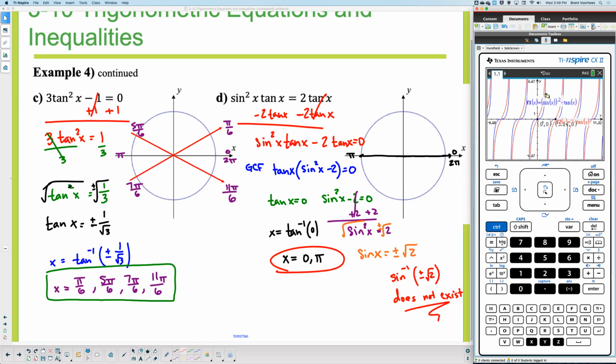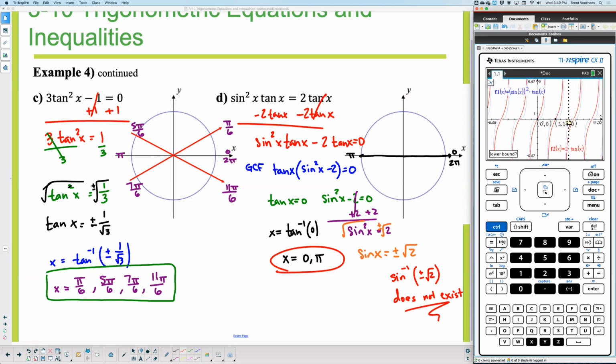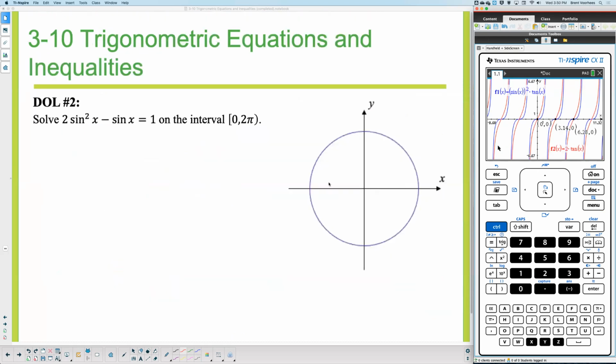And then let me move these equations out of the way. If I tried one more, analyze graph, intersection, you'll see the next one's at 2 pi. And so every answer comes on a period of 1 pi. And so we did do this correctly. How about that? So with this, you can get started now with your DOL, DOL number 4.